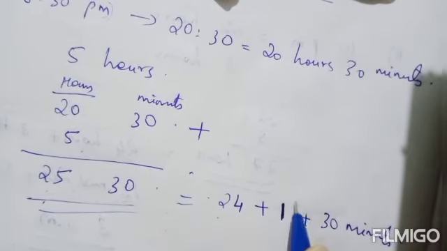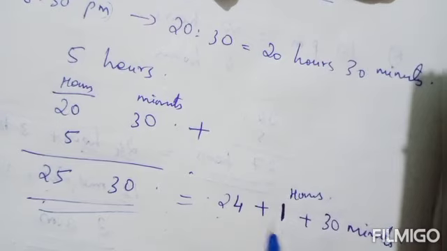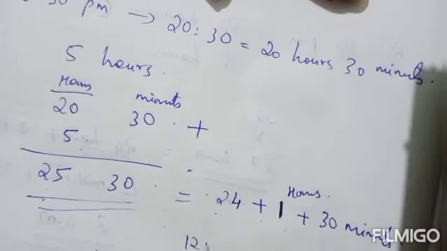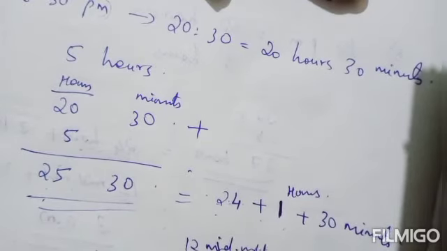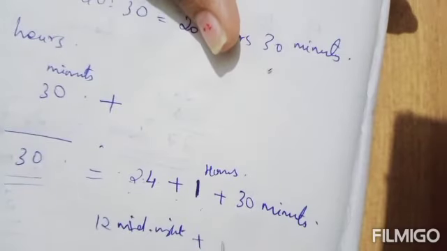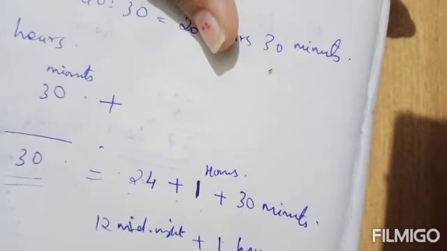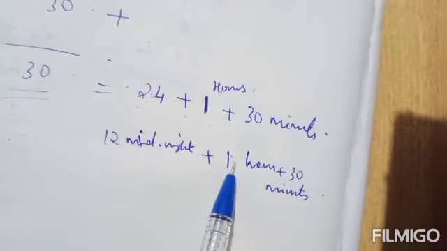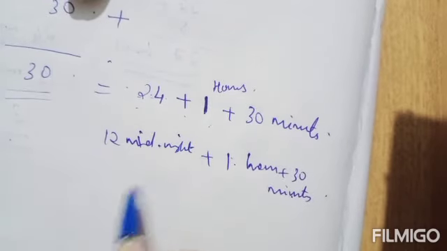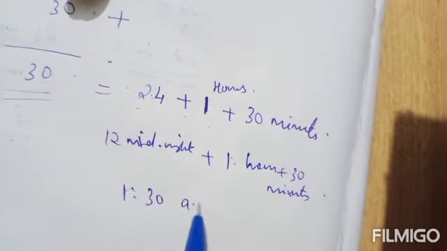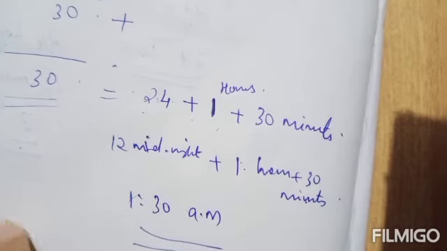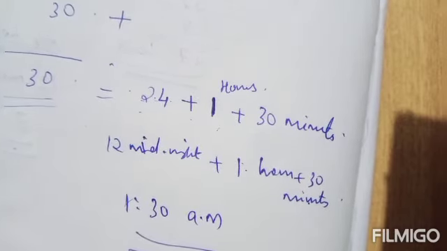24 plus 1 hours you can write, plus 30 minutes. So 24 hours means it is 12 midnight, plus 1 hour plus 30 minutes. This means 1 hour 30 minutes after 12 midnight it will be 1:30 a.m. So 5 hours after 8:30 p.m. it will be 1:30 a.m. Okay, that E you can do as homework.